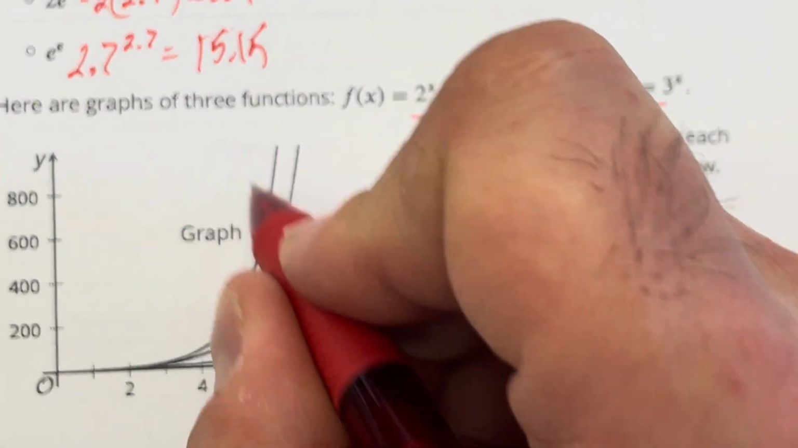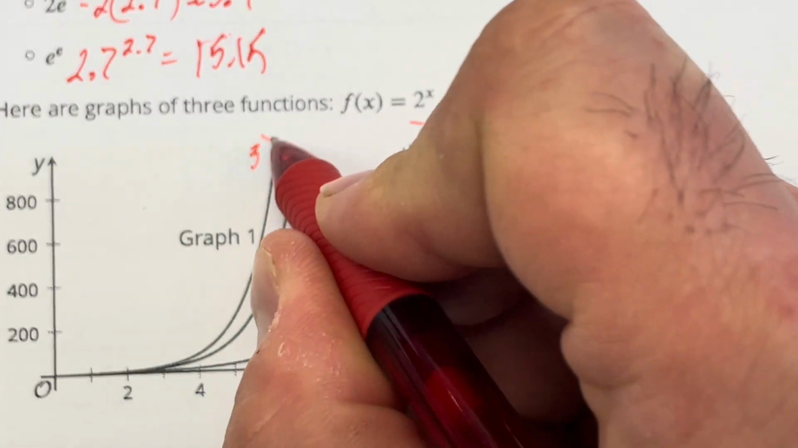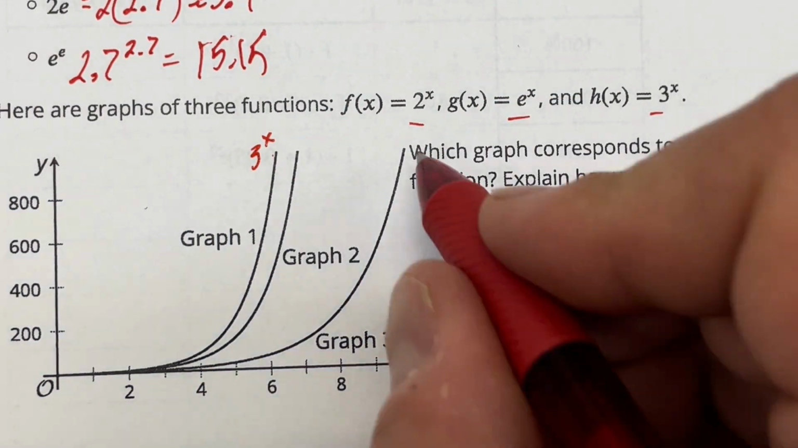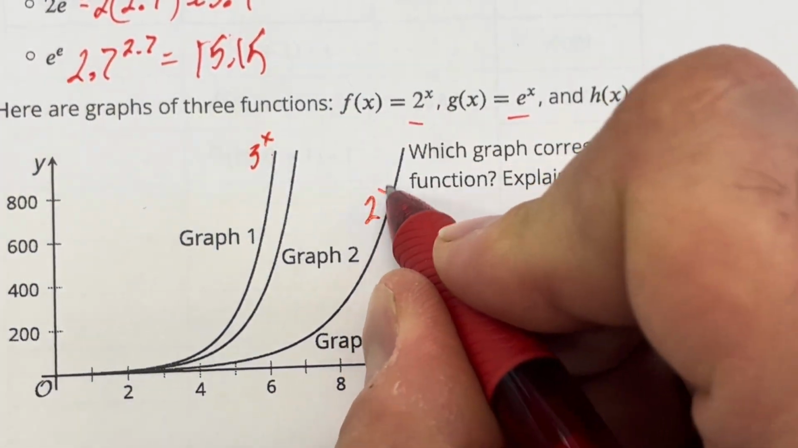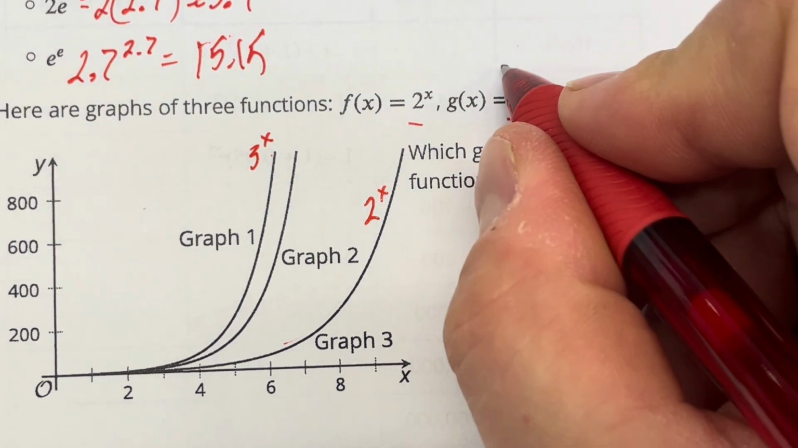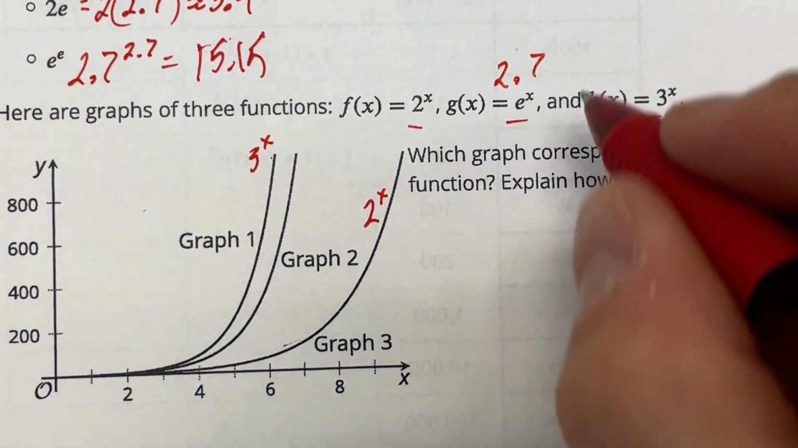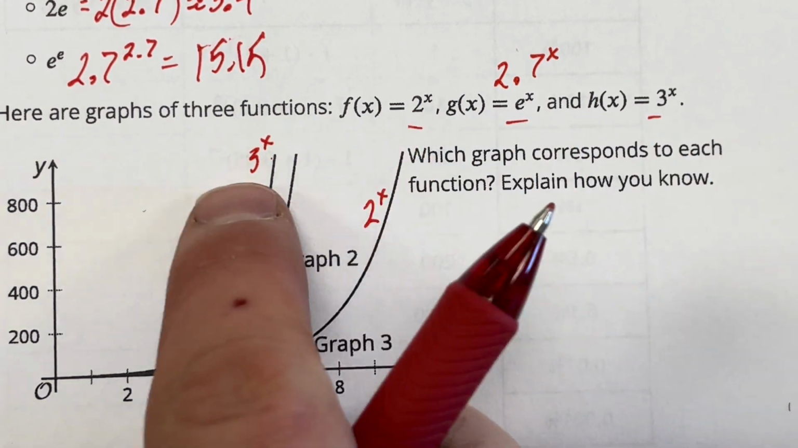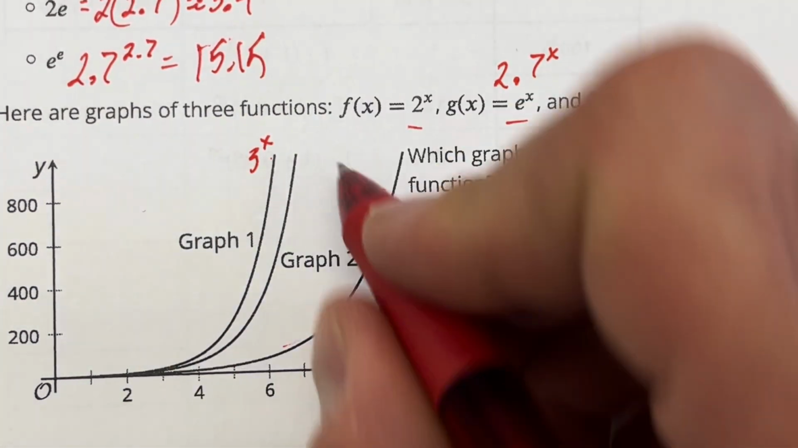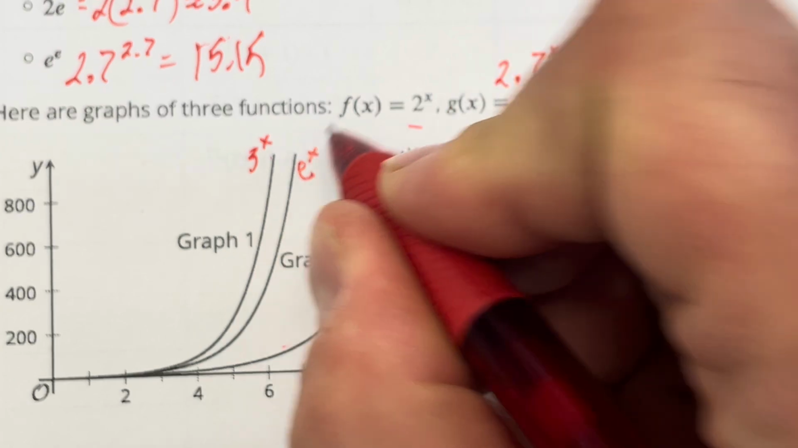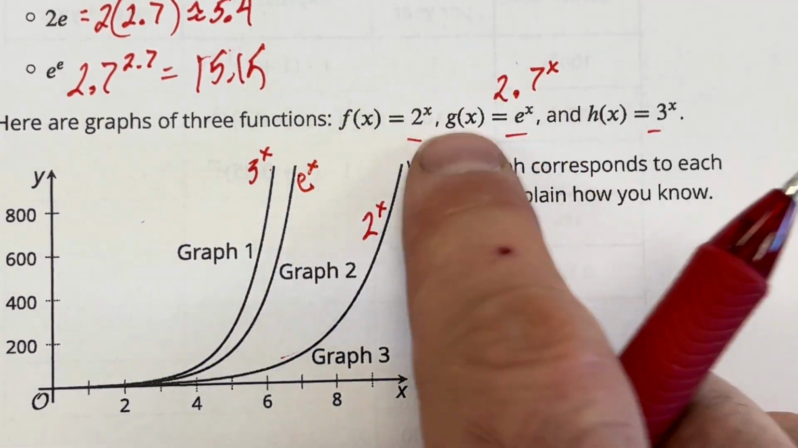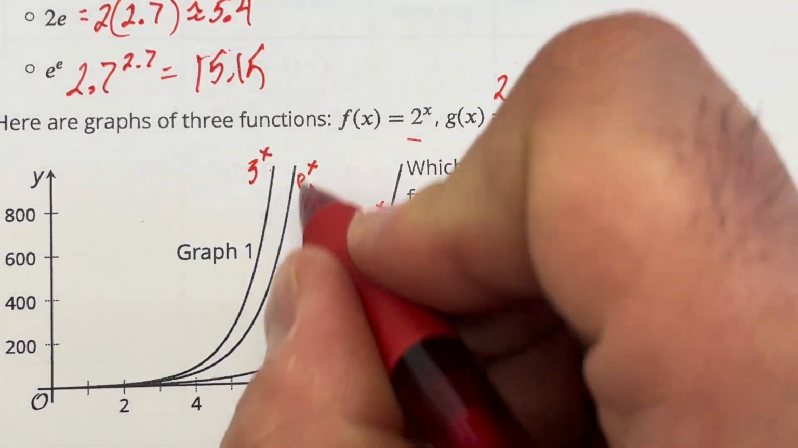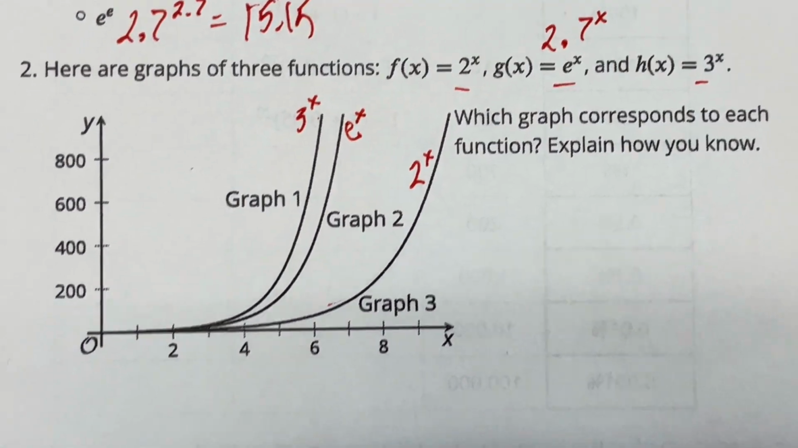All right, the one that's going to do it sooner is going to be the one that has the largest base, the 3. So 3 to the x power would be this one. And the one with the smallest base, this 2 to the x power, would be this one. And e, since e is 2.7, if we raise that to the power of x, that's going to be, as a base, somewhere between 2 and 3, but it's closer to 3. So e to the x power, or 2.7-ish to the x power, would be this one. Okay, cool. We move on.